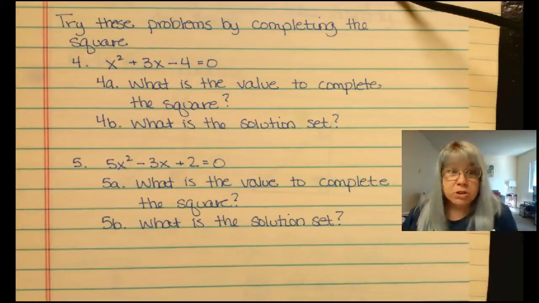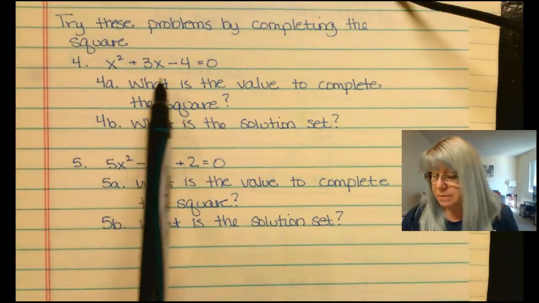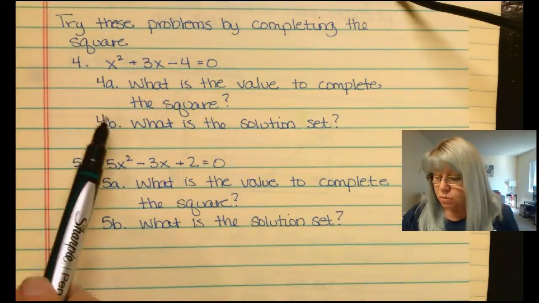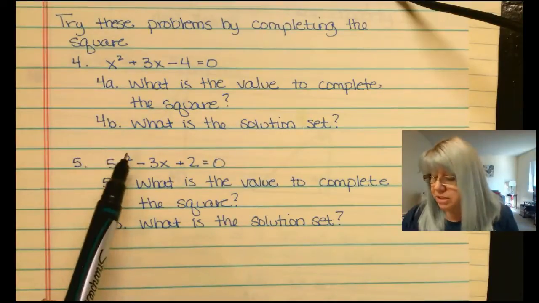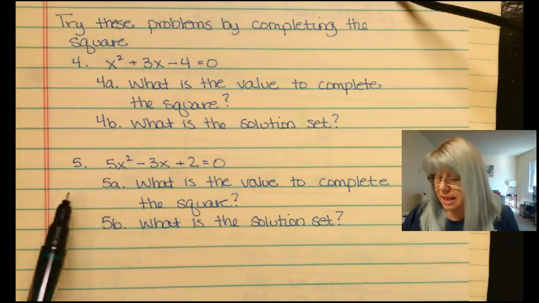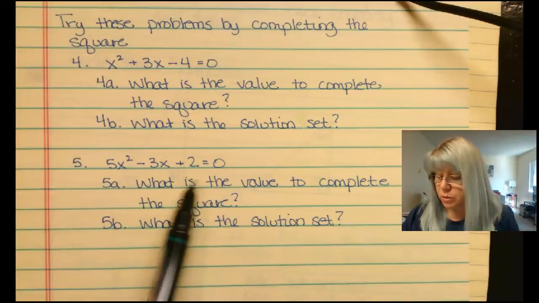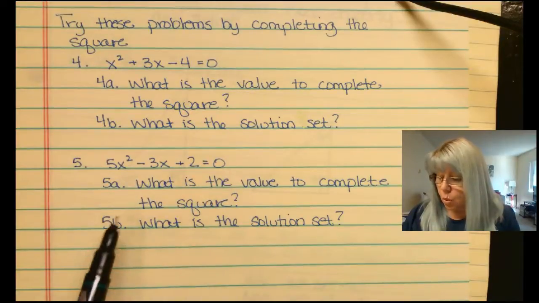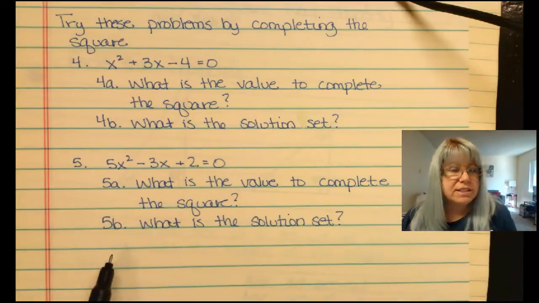Here are a couple problems you can try yourself. So the first one, x squared plus 3x minus 4 equals 0. What is the value to complete the square? And after you solve it, what would be the solution set? And 5x squared minus 3x plus 2 equals 0. What is the value to complete the square? And also, what is the solution set for this problem?